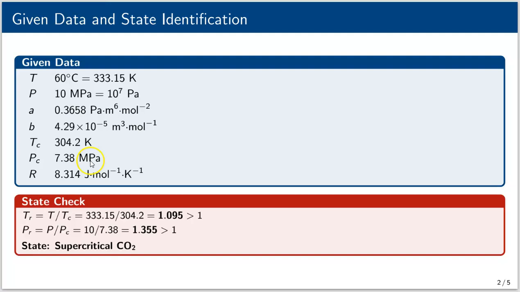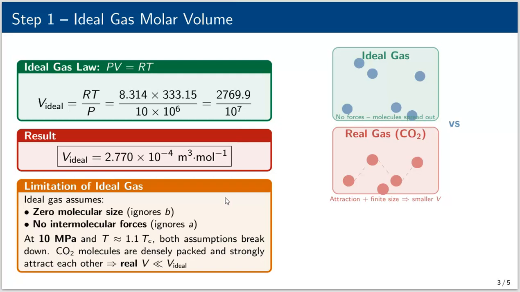Tc is given, Pc is given, R is here 8.314 joule per mole Kelvin. Now here you can check the state. So Tr and Pr are all greater than 1, so it is supercritical carbon dioxide. Now here we are calculating the molar volume by using ideal gas law, so RT by P. We put R, T and P values, and from here we get that V ideal is 2.77 times 10 to the power minus 4 meter cube per mole.